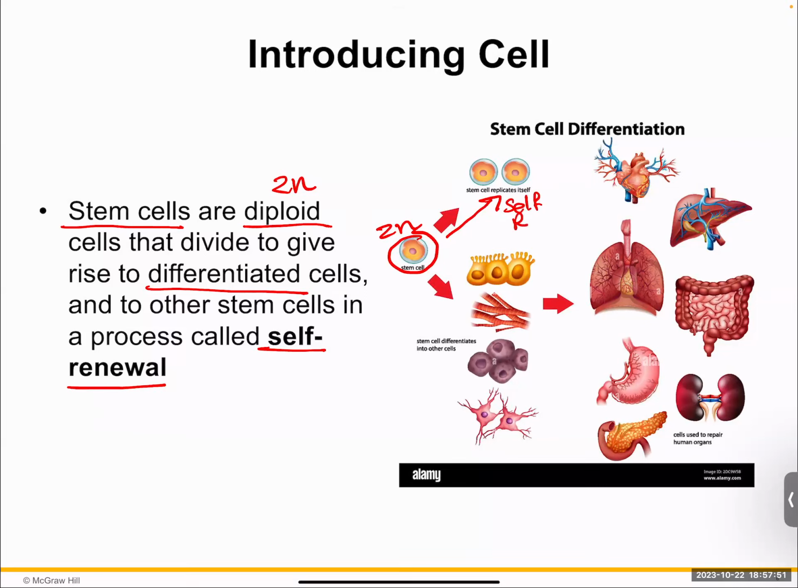So this is self-renewal. Or they can undergo the process of differentiation, right? And right here, they create your lung cells. They create cardiac cells. Don't know what this is distinguishing. And then this is your bone cells. So again, we can see variation in the type of cells that are being created from the original stem cell line, through the process of cell differentiation.